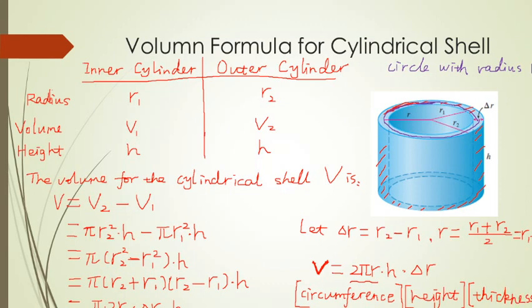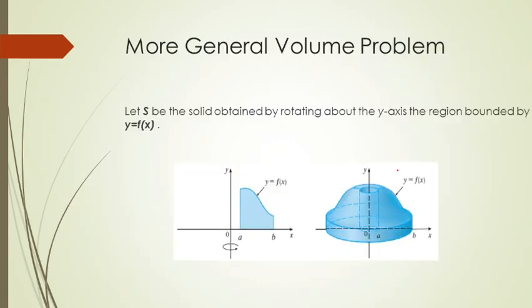So we can formulate the cylindrical shell's volume as this expression: circumference 2 pi r times the height of the shell times the delta r, the thickness. So that is a more general description for the cylindrical shell's volume. What does this V denote? That is the volume of the cylindrical shell. Now, why do we discuss this shell?